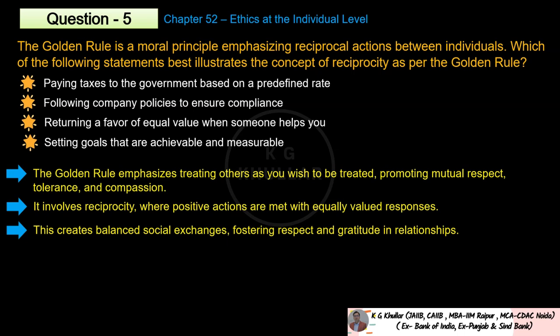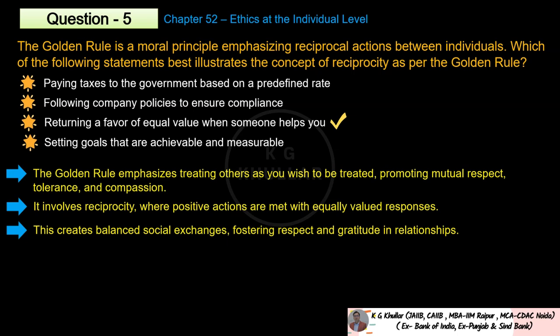So I hope by now you can easily answer the correct option, that is option C. This option perfectly captures the essence as it demonstrates mutual respect and balance in the relationship, which matches closely to the moral guideline of the golden rule. On the other hand, the other options do not align with the concept of reciprocity. Now, option A, that is paying taxes to the government based on a predefined rate, is a legal obligation but not a reciprocal action. It does not involve a mutual give and take between individuals.